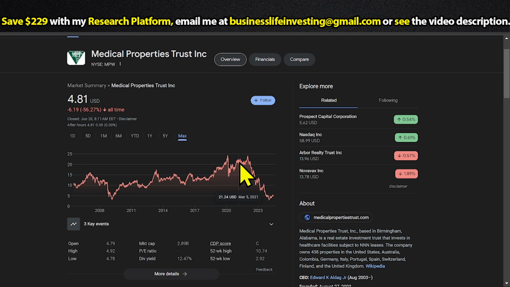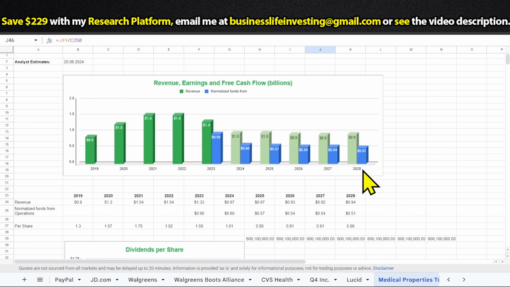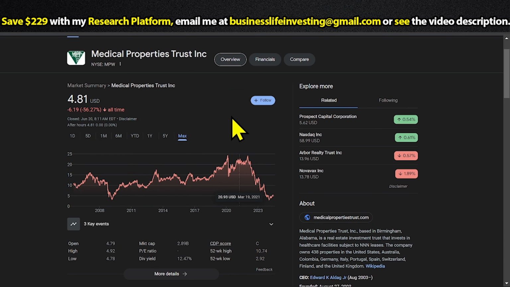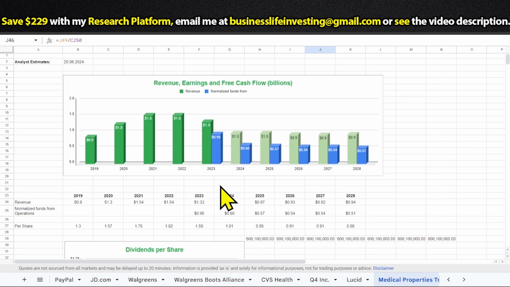That will be great. But of course, you also have to look at the risk. First, if you look at the analyst estimates, as you can see here, the revenue is expected to decrease a little from 1.3 billion to 1 billion, and the funds from operations to decrease from 900 million to 600 million. By 2028, they're expected to be about 500 million. By the way, this company, as you probably know, is a REIT. And when you analyze a REIT, you have to focus on the funds from operations, normalized funds from operations, not their earnings, because they are distorted.